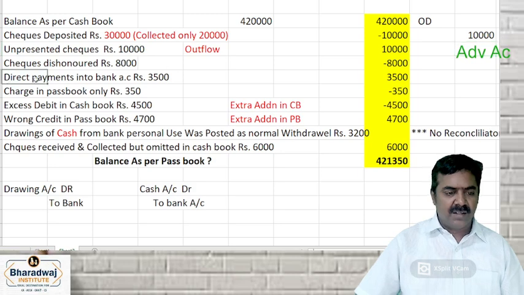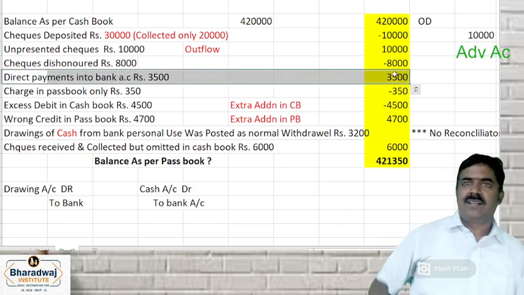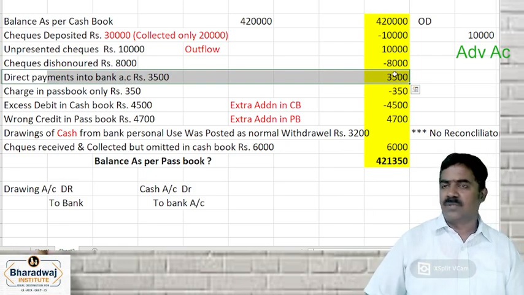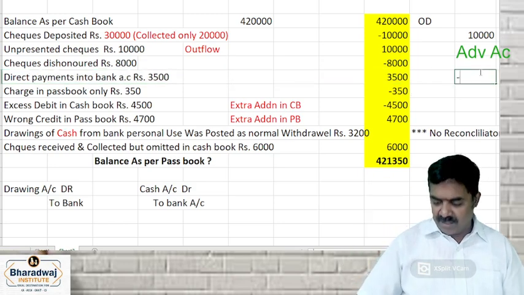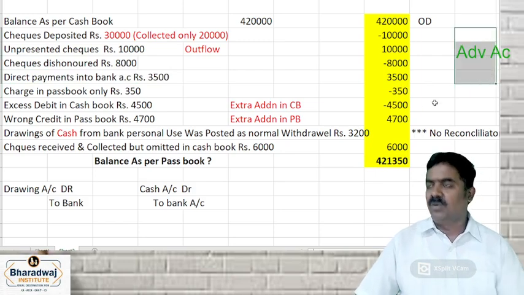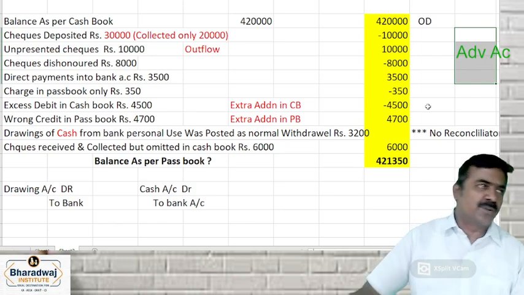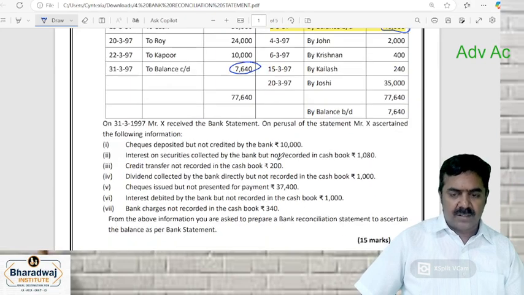Clear? For example, direct payment by customers into bank account. Banker has added, let us also add it. So 3,500. If it is a normal balance, add; if it is OD, the starting point, minus 3,500. Just do the opposite. Okay, so you will get OD as per cash book to OD as per passbook. Now come to the first question in the question paper.